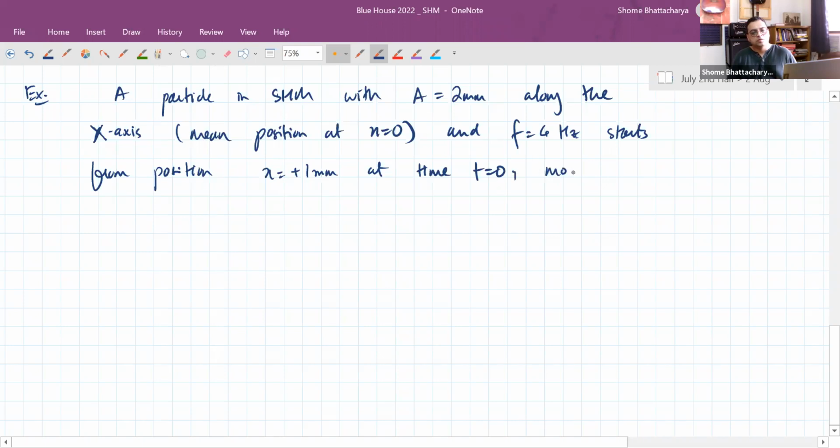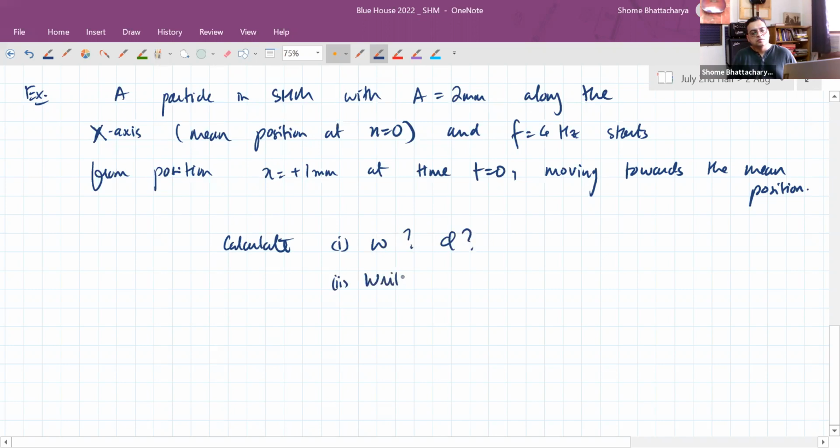And also moving towards the mean position. Okay. So calculate its angular frequency and phase constant. Write the equation of SHM.